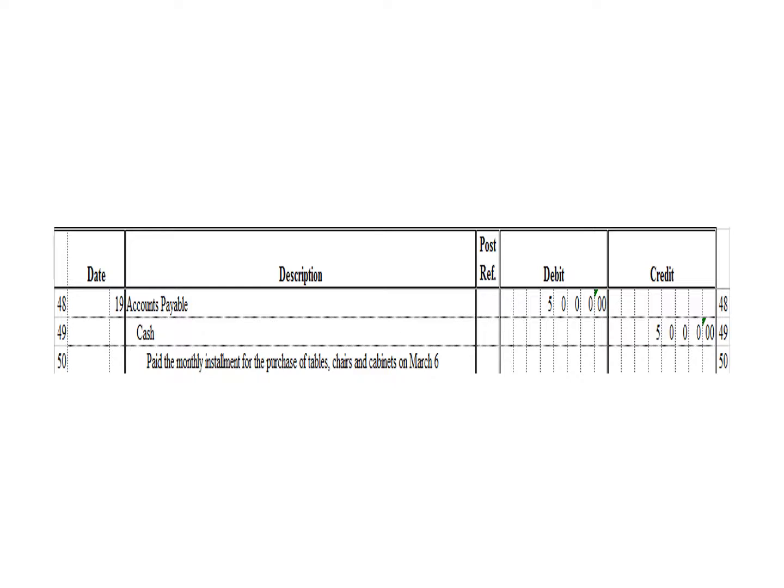To journalize the transaction, we write the date 19. Debit accounts payable 5,000 pesos. Credit cash 5,000 pesos. Write the description, pay the monthly installment for the purchase of tables, chairs, and cabinets on March 6.